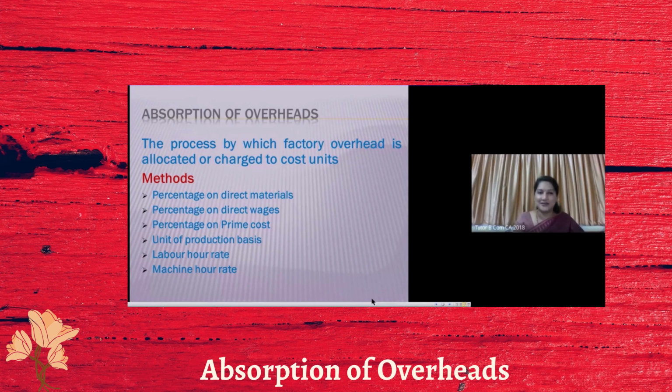That's what we consider when we are absorbing the overhead on the basis of labor hour rate. And the last one, which I said is very important for us, is how many machine hours were utilized for production of one unit. How many machine hours were required for the production of this particular unit. That is the basis for absorption of overhead. So these are the 6 methods which we are going to discuss in detail.